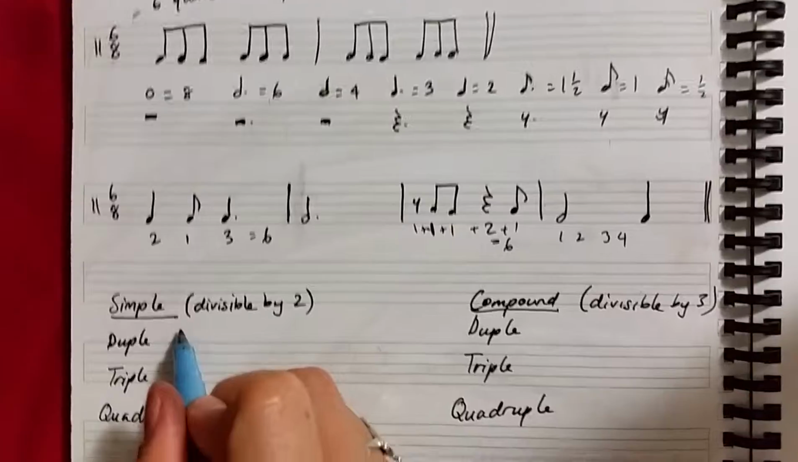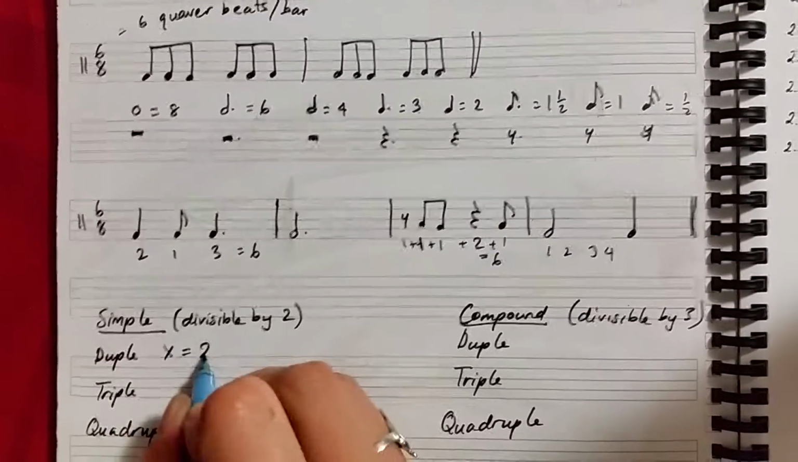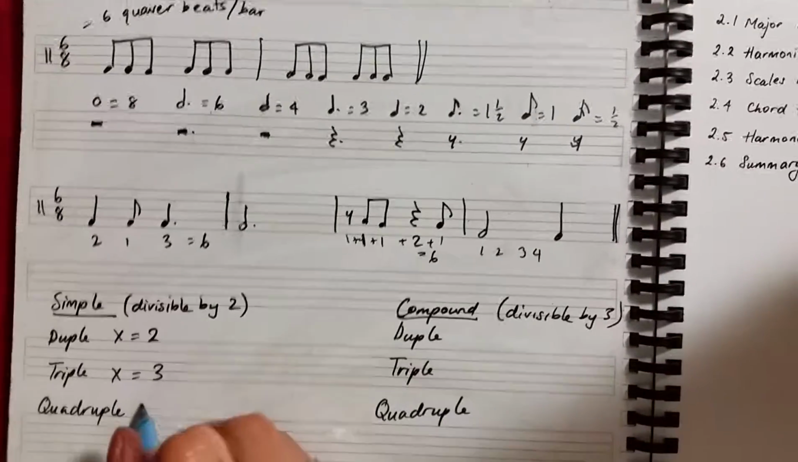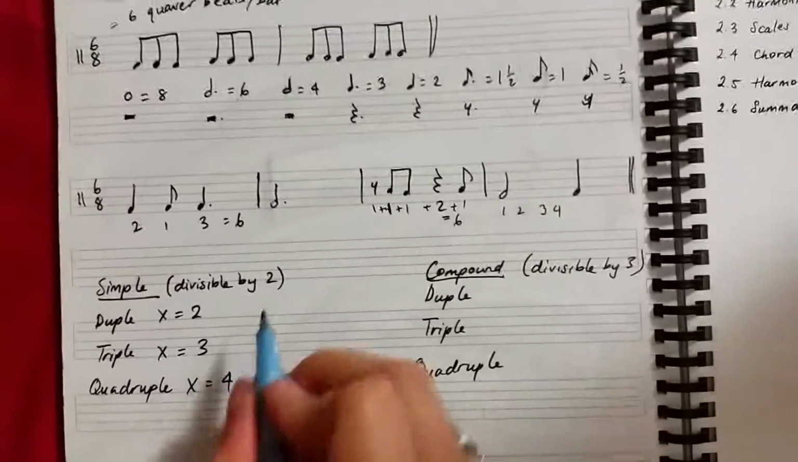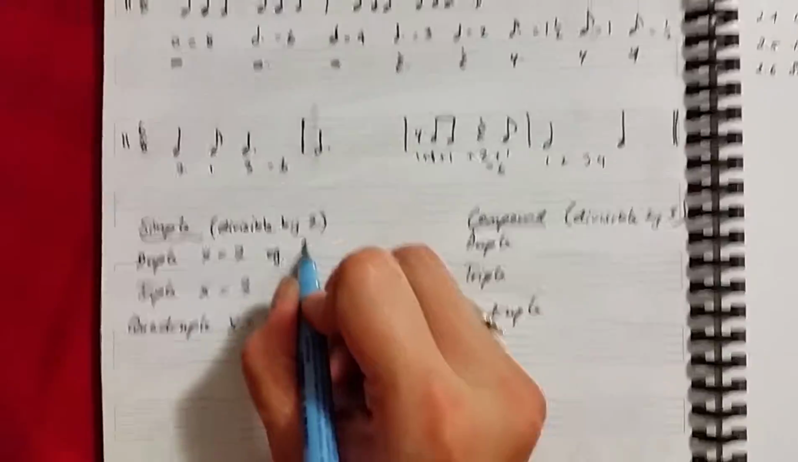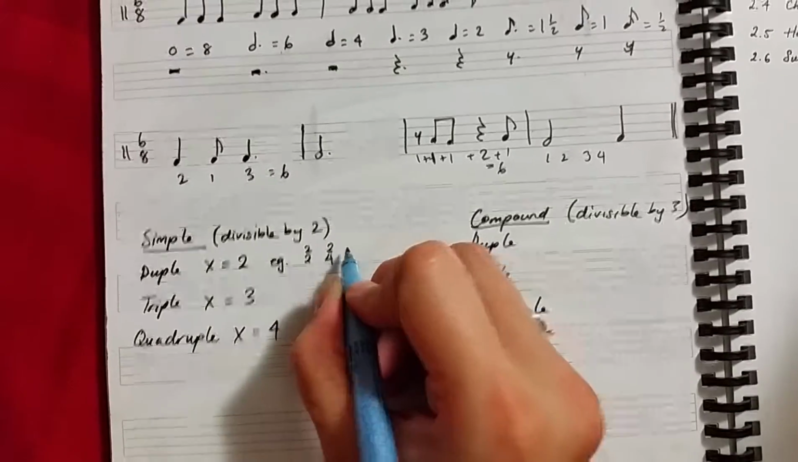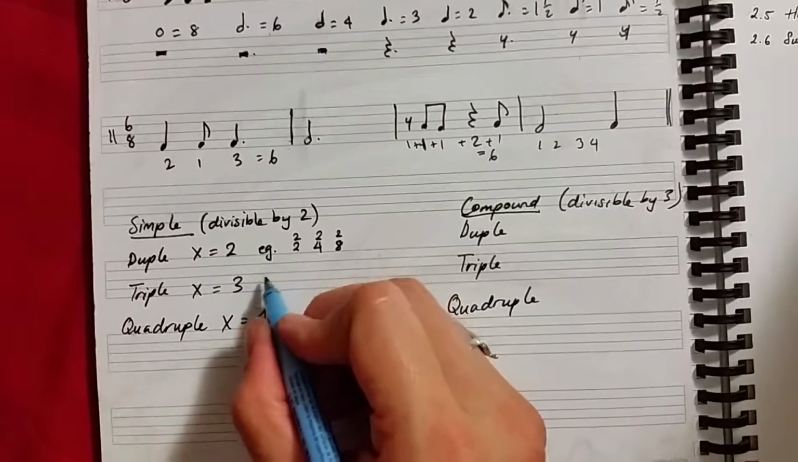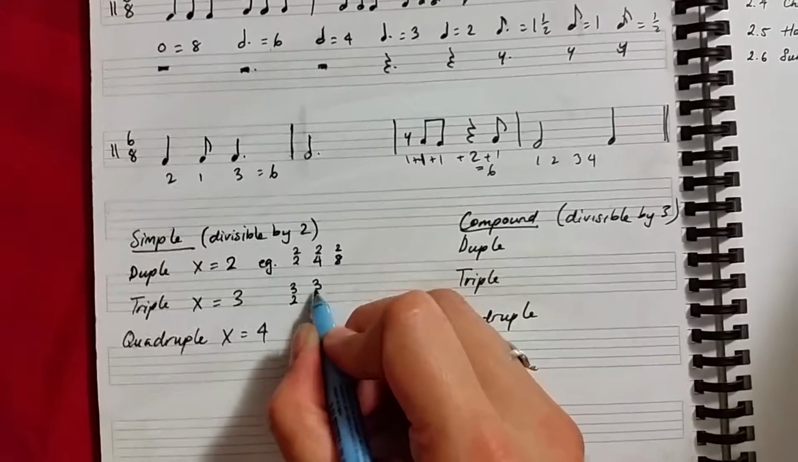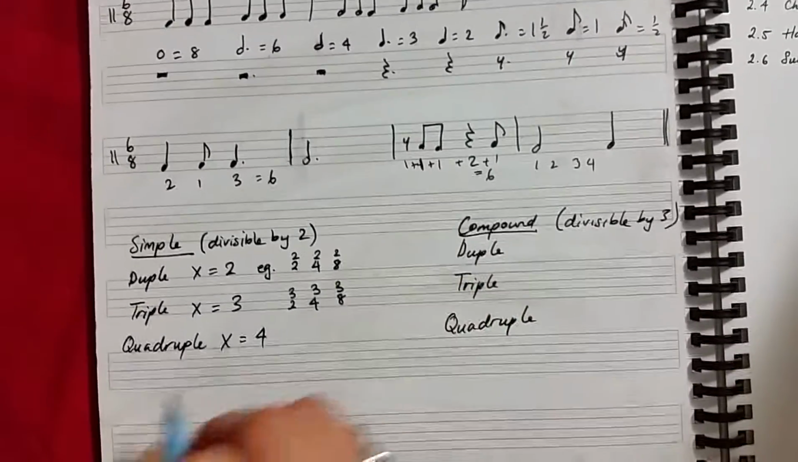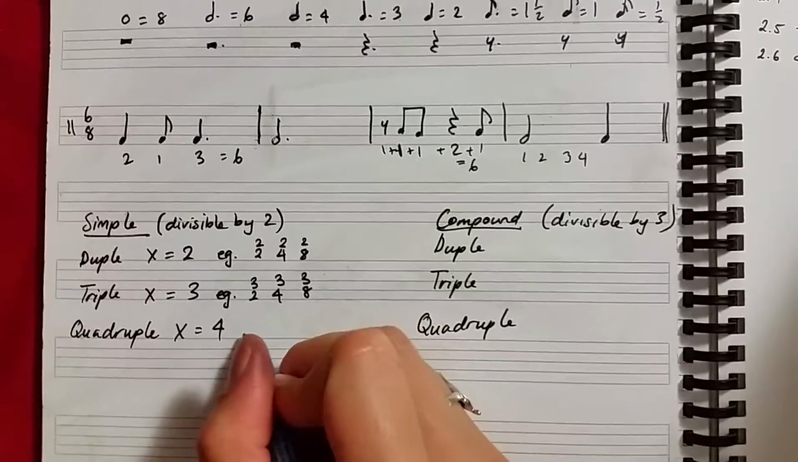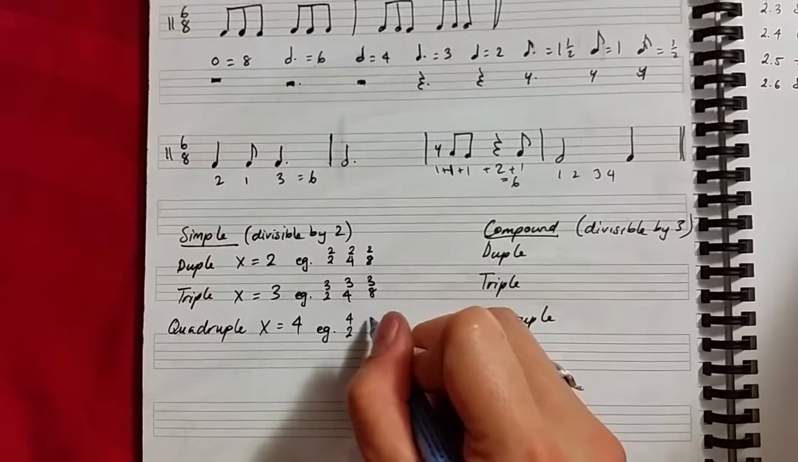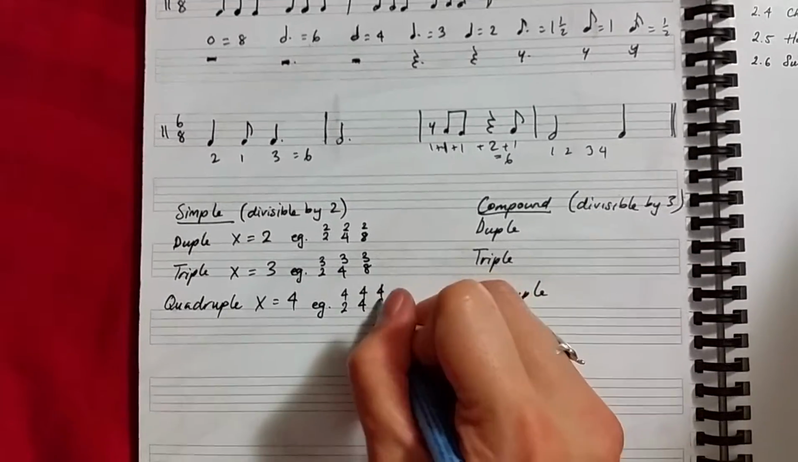Okay, duple. So anything with a 2 on top, when x equals 2, is simple duple. So there's 2 beats in the bar. When x equals 3, x equals 4. So anything like 2, 2: 2 minim beats, 2 crotchet beats, 2 quaver beats, they are simple duple time. Simple triple time, 3, 2: 3 minim beats, 3 crotchet beats, 3 quaver beats, they are simple triple time. Simple quadruple is 4 minim beats, 4 crotchet beats, 4 quaver beats.